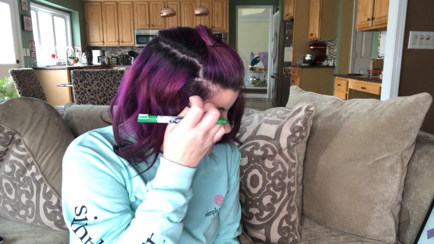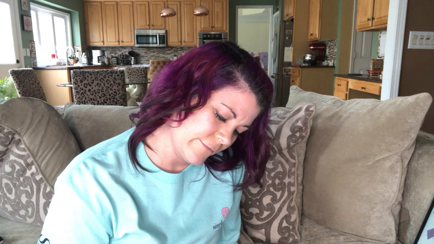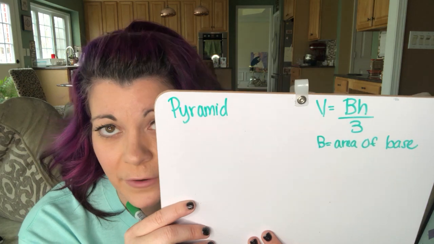So a pyramid, the volume of a pyramid, is volume equals base times height divided by 3. We know the big B stands for area of base, okay? So the volume of a pyramid is base times height, and then at the very end, we're going to divide it by 3.